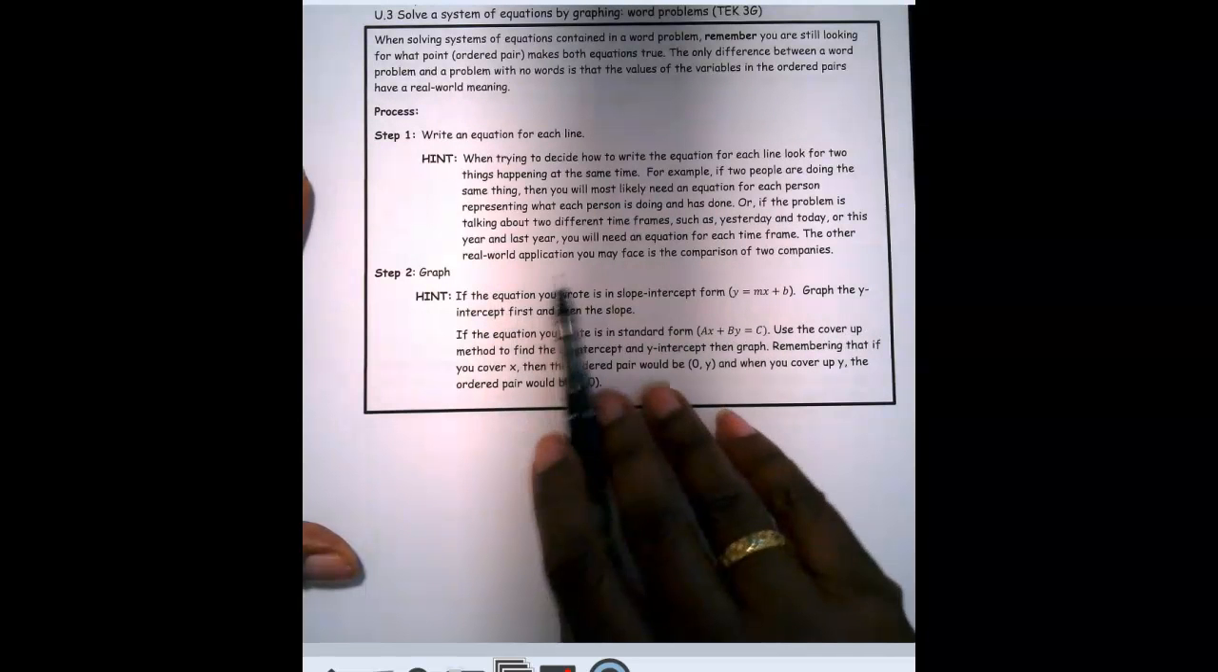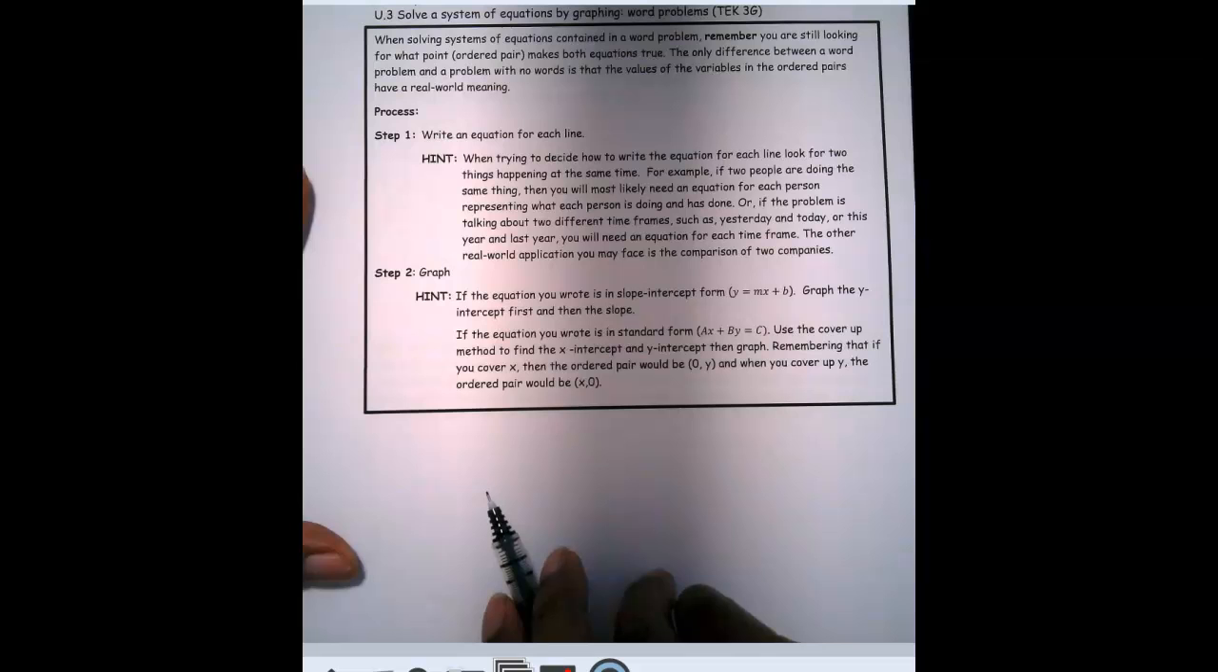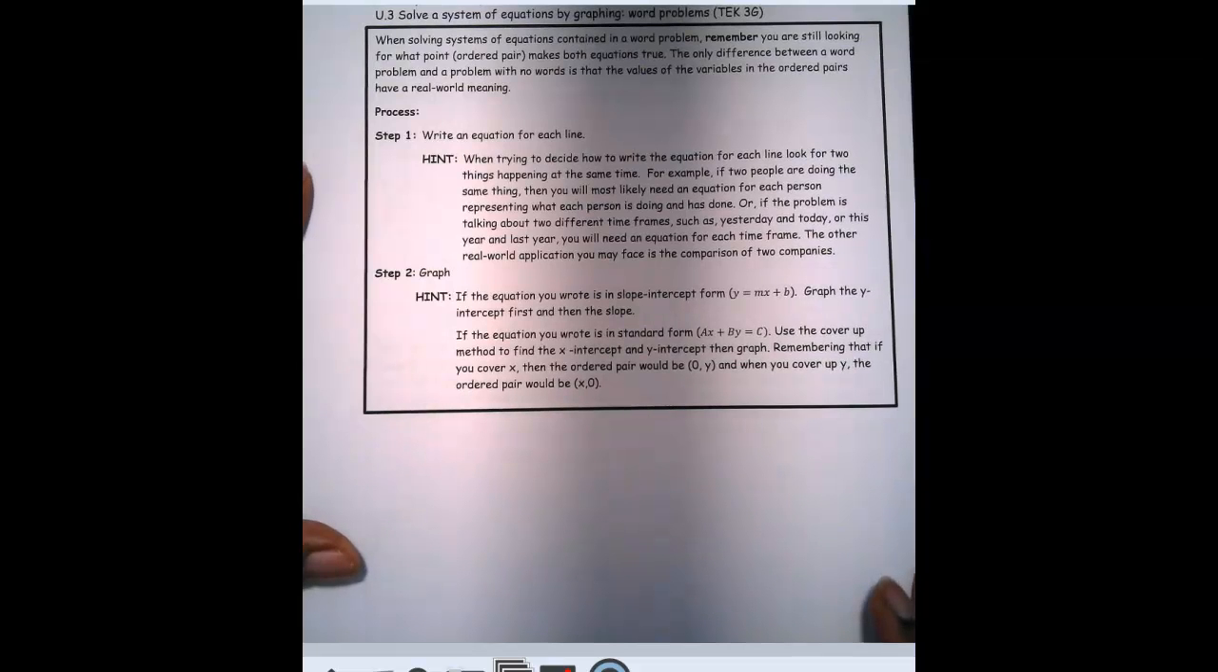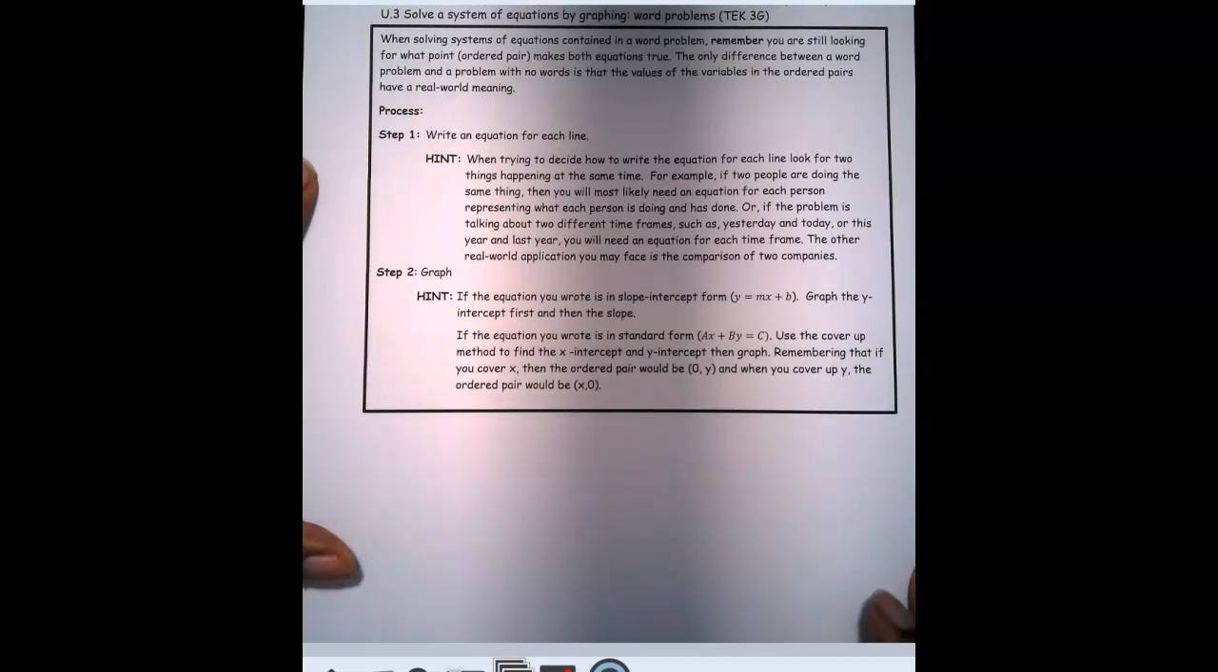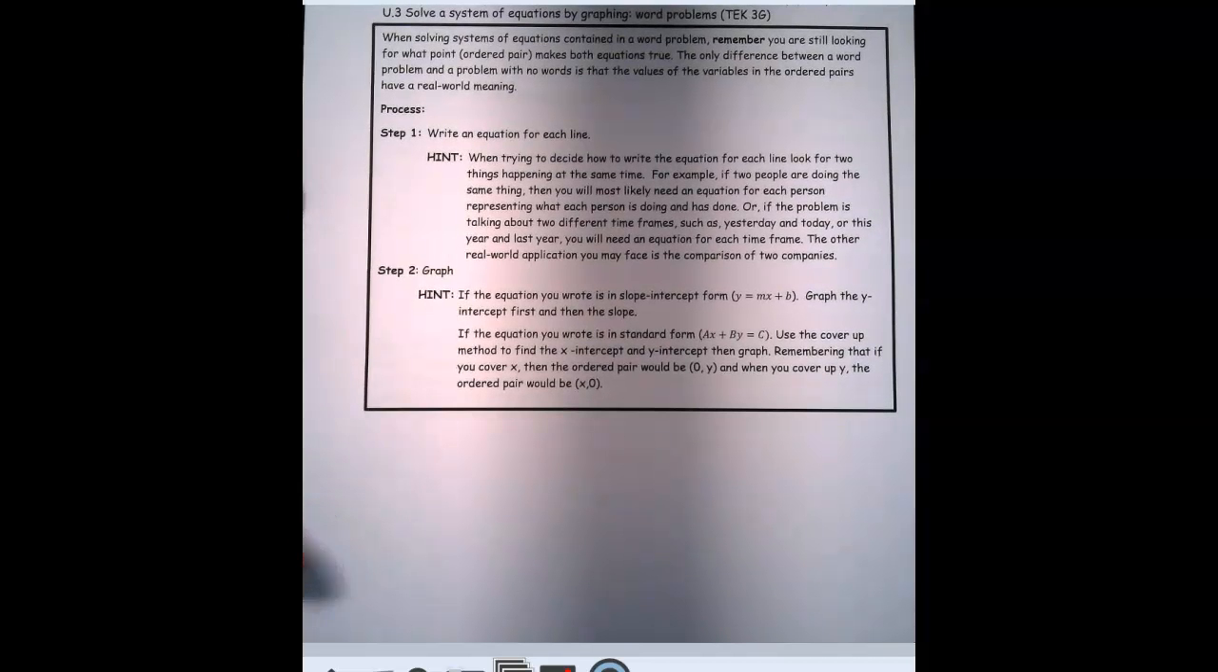The other real-world application you may face is the comparison of two companies. A lot of times we use this in the business world when we're trying to decide something called break even, or where we're trying to do a cost analysis. Like, it'll cost me more to go with this company if I only order so many of these, but it might cost me more if I order less. And then I compare it with another company, and where those lines cross is where the two costs are equal, but one company may cost me more when the other one costs me less, or vice versa. So we use this in the business world a lot.